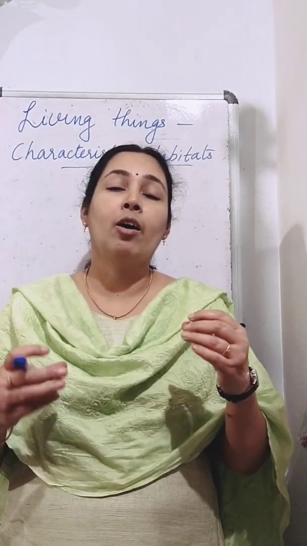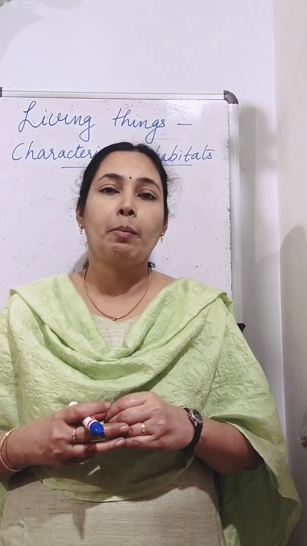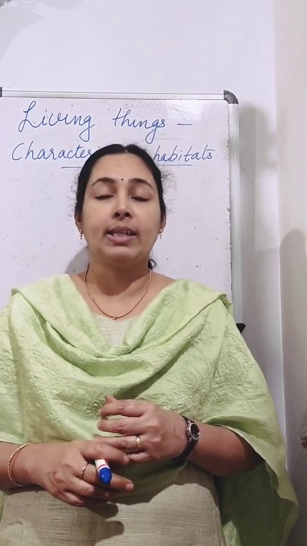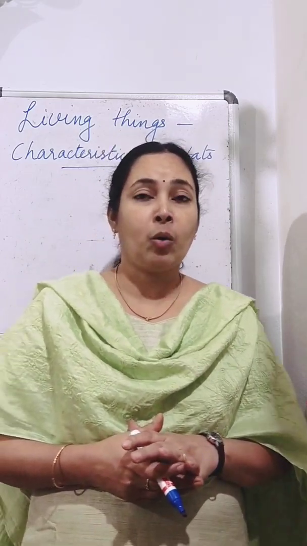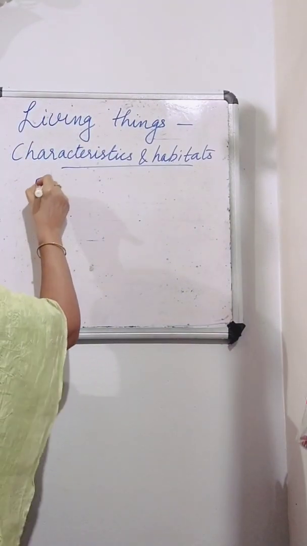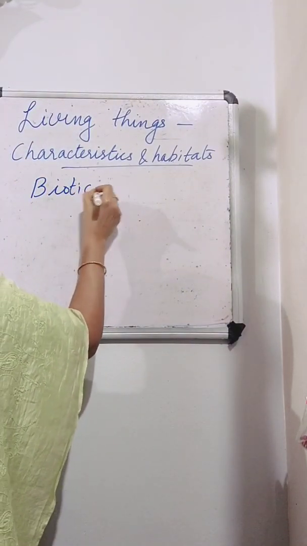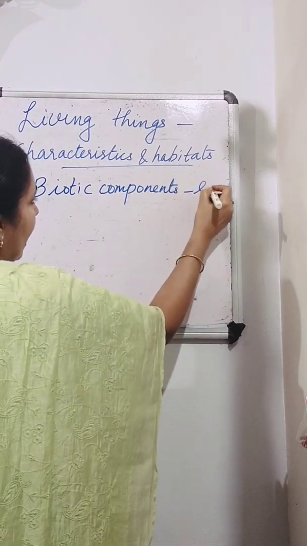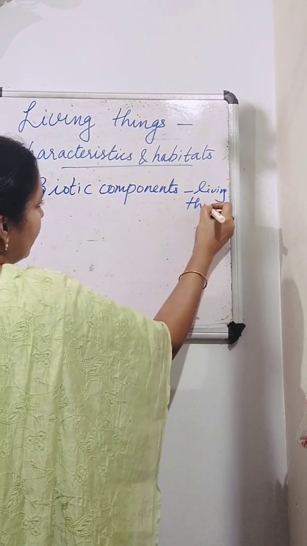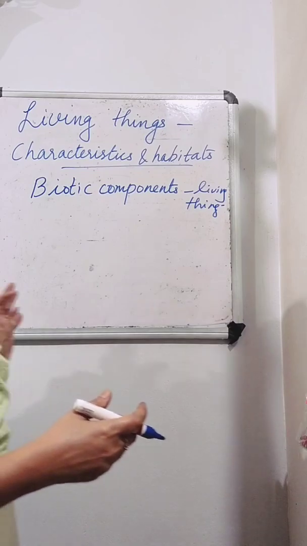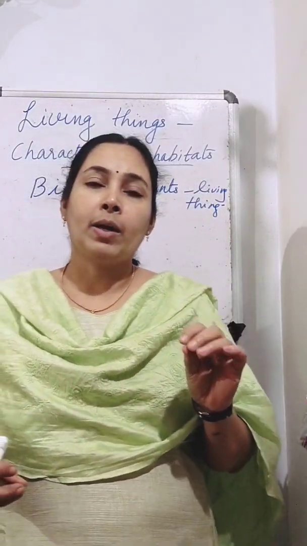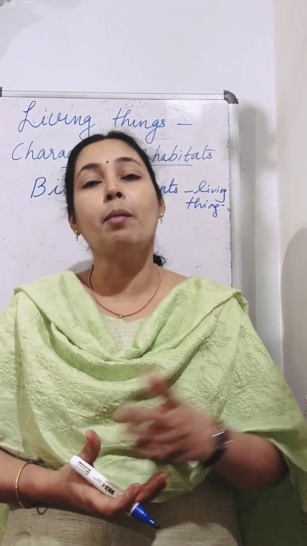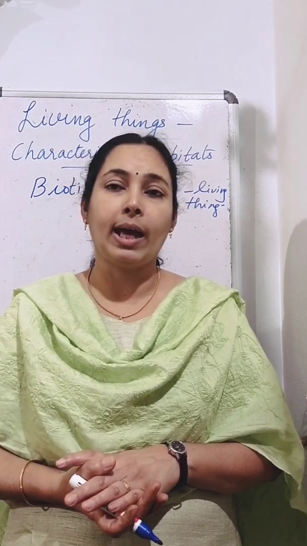Now we can look at what things are present in a habitat. We can see that there are living things and non-living things in a habitat. The living things in a habitat are called biotic components. So what are biotic components? Biotic components are the living things in a habitat. Biotic means living. So all plants, animals and microorganisms are the living things present in a habitat.